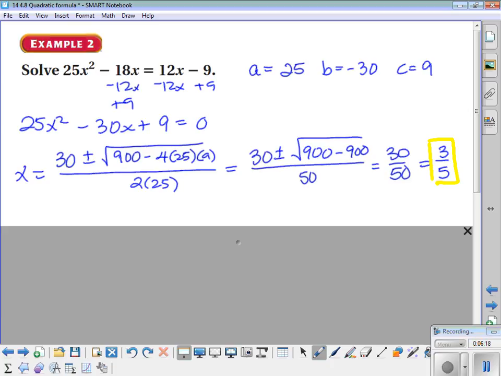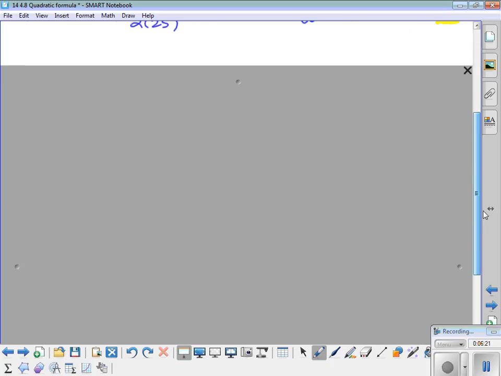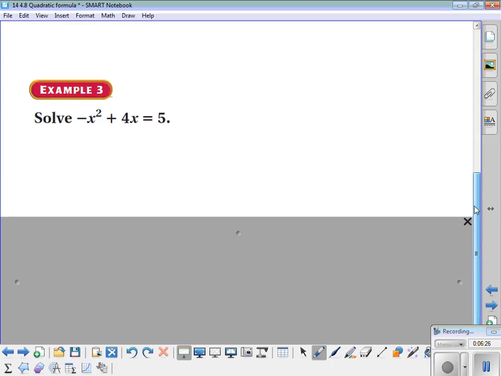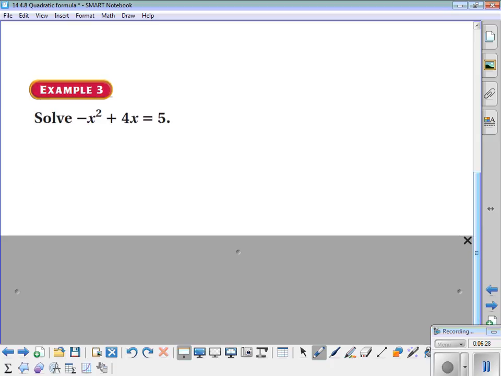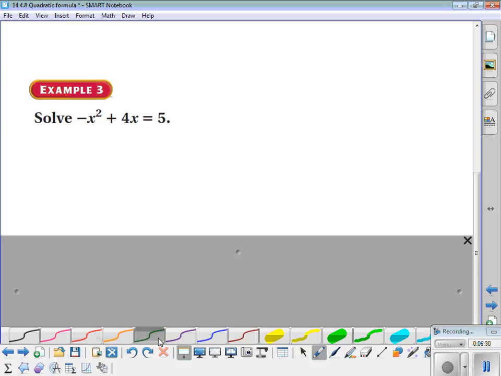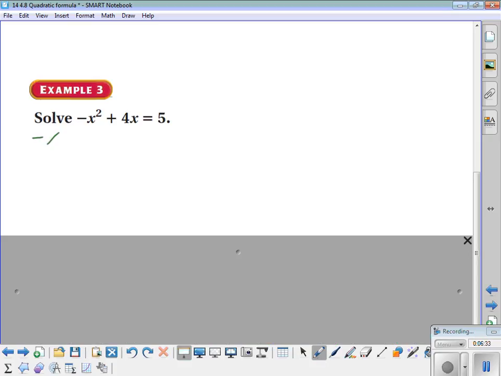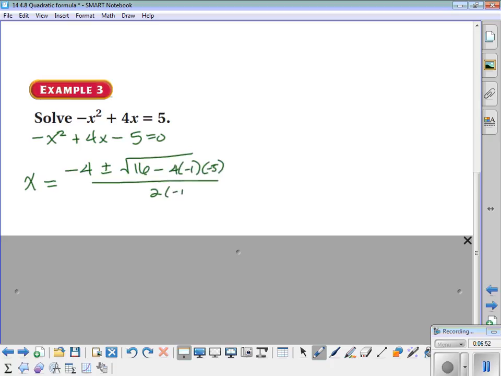All right. I'm going to do another example for you. I'm not quite going to have you guys do anything yet on your whiteboards. For this one, again, it's not in standard form, so I'm going to subtract the 5 and get negative x squared plus 4x minus 5 equals 0. So x is going to equal negative b, so that's negative 4, plus or minus the square root of b squared, which is 16, minus 4 times negative 1 times negative 5, all over 2 times negative 1.